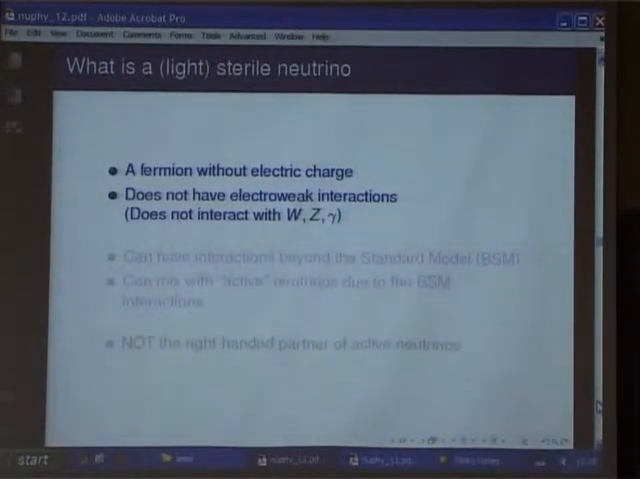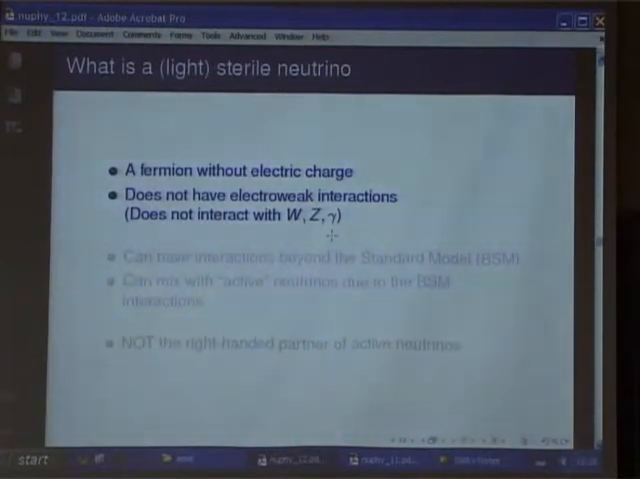Then how is it generated? Does it participate in all 4 interactions? There must be some interaction beyond these 4 where it participates. The only reason we call it sterile is that it doesn't interact with W or Z or photon. That's all it means. It does not have electroweak interaction. Sterile doesn't mean it does not interact with anything else.